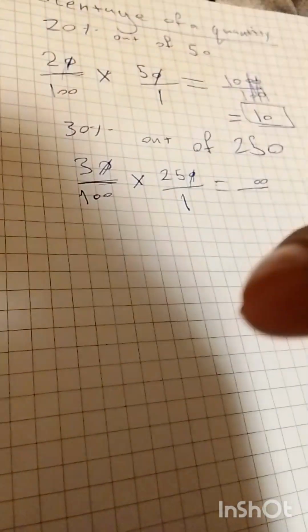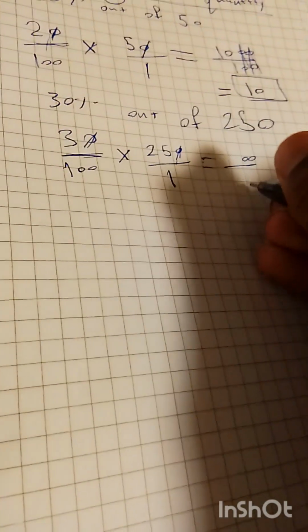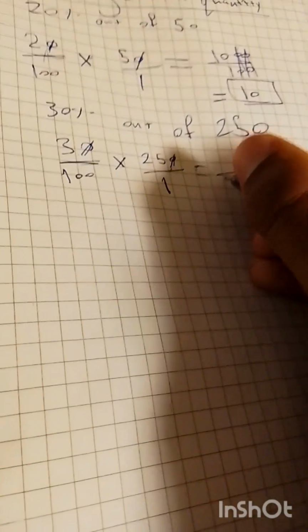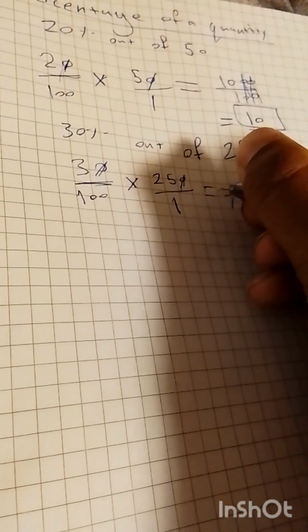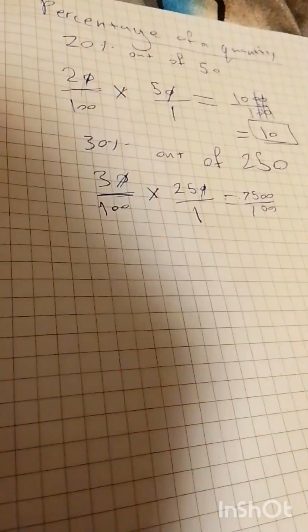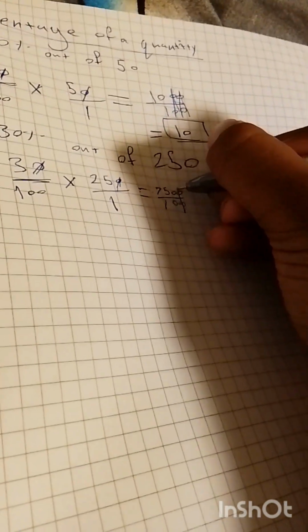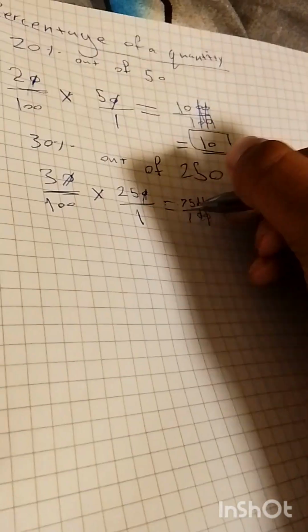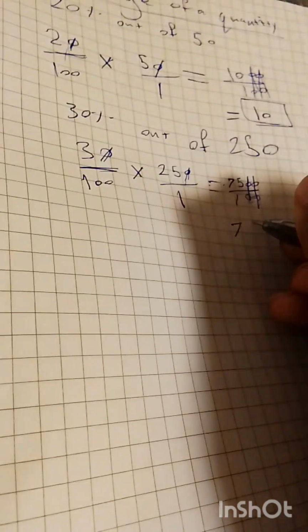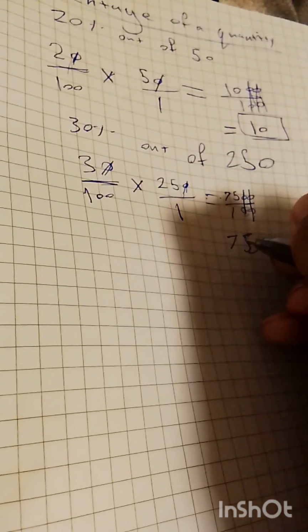So let's start multiplying. 100 times 1 equals 100, and then 30 times 250 equals 7,500. So now we got 7,500 over 100. So now we're going to slash out the zeros with the 100. So now the answer is 75. So 30% of 250 is 75.